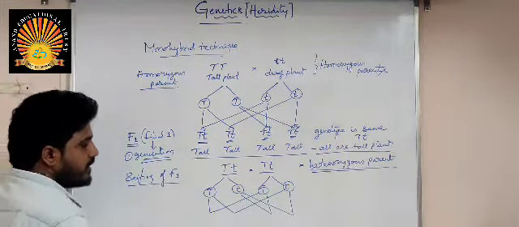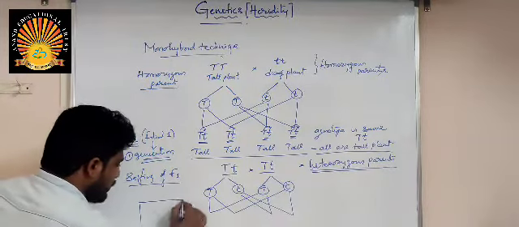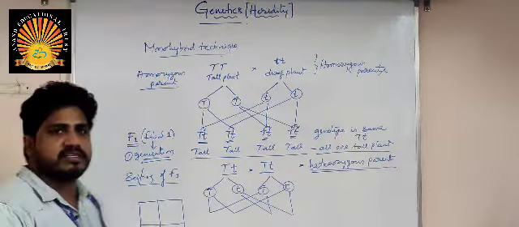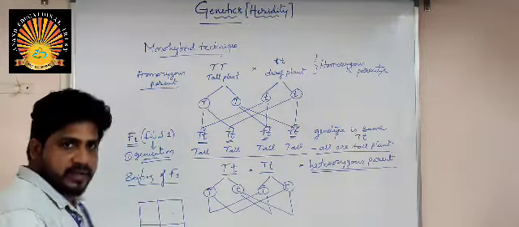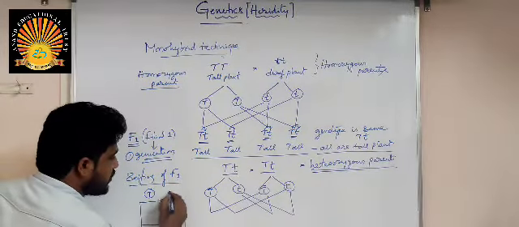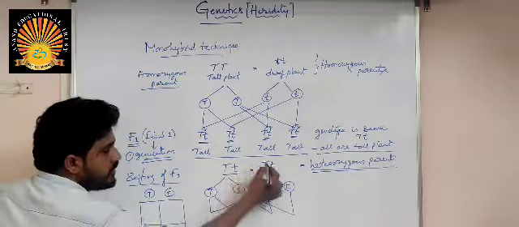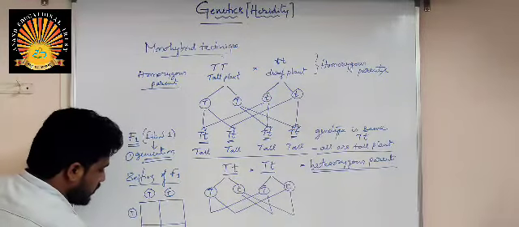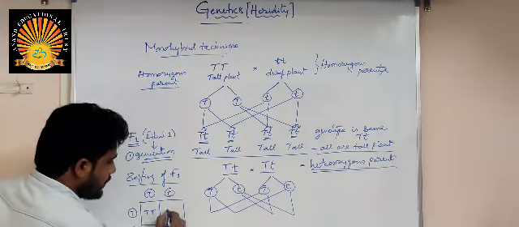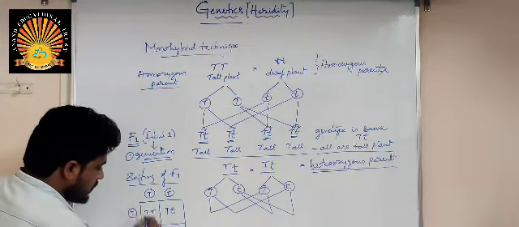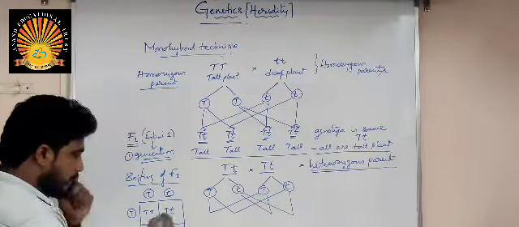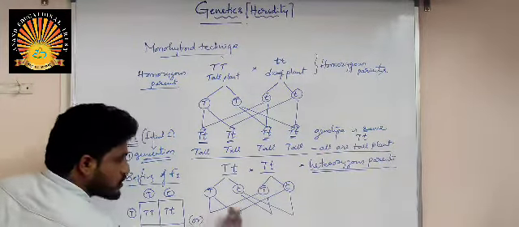This can also be explained by the Punnett square. Punnett is the scientist who gave a simple strategy to cross the parents' gametes. Here, take capital T and small t of parent 1, and parent 2 is also capital T and small t. If you cross, capital T capital T will come, capital T small t will come, capital T small t will come, and small t small t will come. Or you can also do it in this way.